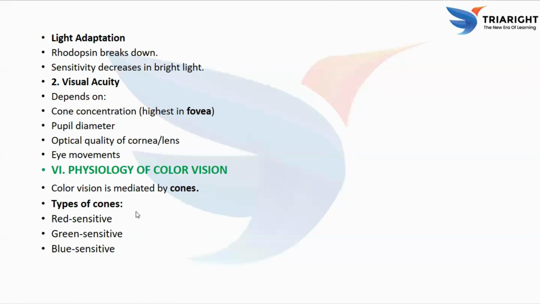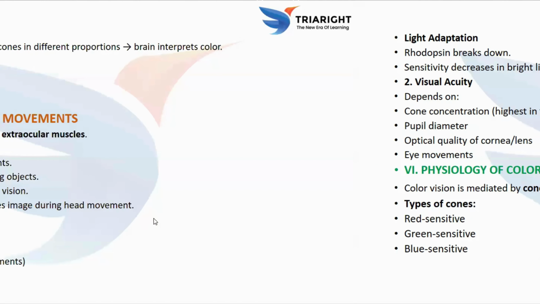For example, if there is a red light, you can see more L cone activation. If there is a green light, you can see more M cone activation. If there is a blue light, you can see more S cone activation and also mixed activation. You can see thousands of colors. So this is how each type of cone plays its role.